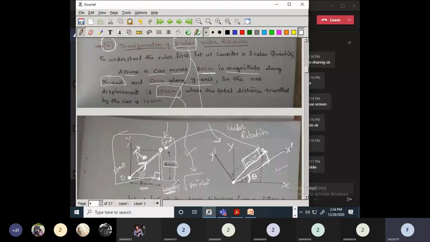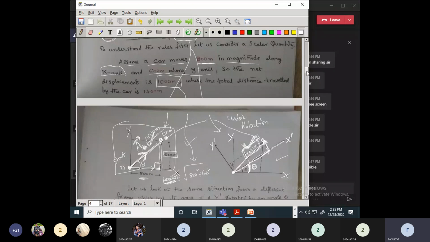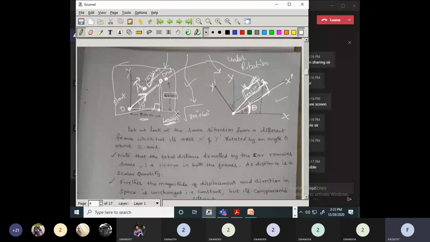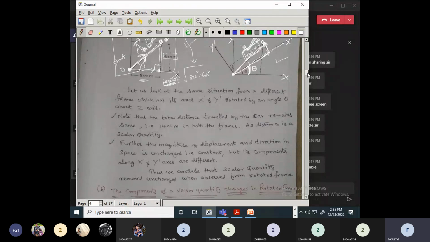That's why this is a scalar quantity. The displacement here is a scalar quantity, so it remains the same in both conditions. Here it is 1000 meters and here also 1000 meters. This value is not changing even though there is some rotation. So what is the conclusion for a scalar under rotation? Even though the frame is rotated, there is no change.